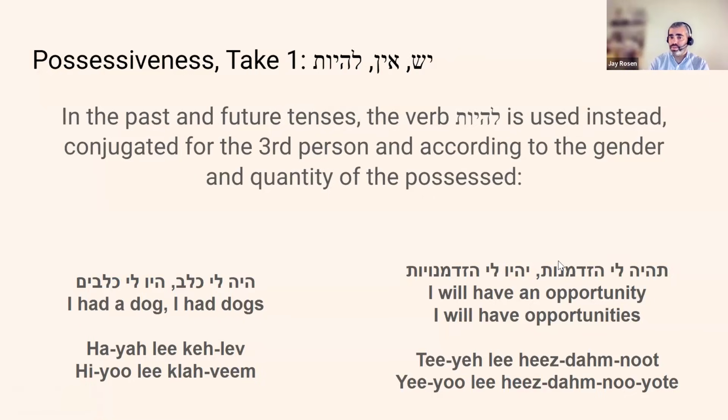תהיה לי הזדמנות, יהיו לי הזדמנויות. הזדמנות, opportunity, it's a feminine word. תהיה לי הזדמנות. I will have an opportunity. There will be to me an opportunity. This is the future tense. And because הזדמנות is feminine and singular, so too is the verb, תהיה. The moment it's pluralized, הזדמנויות, opportunities, so is the verb, יהיו לי הזדמנויות. Okay?